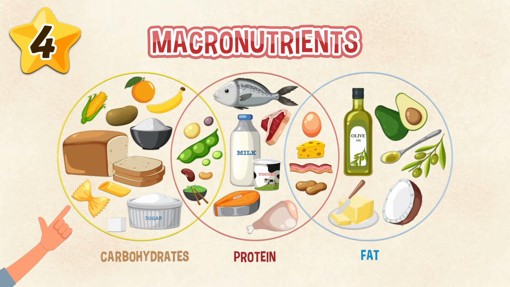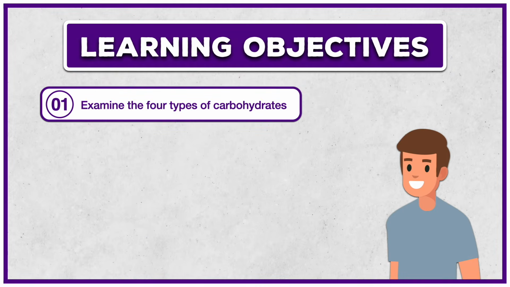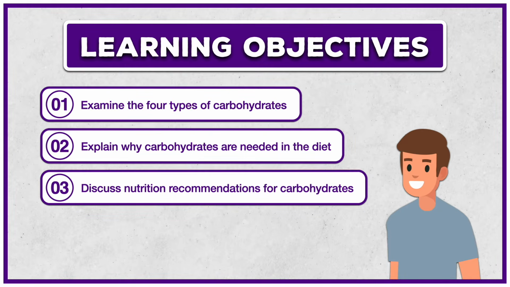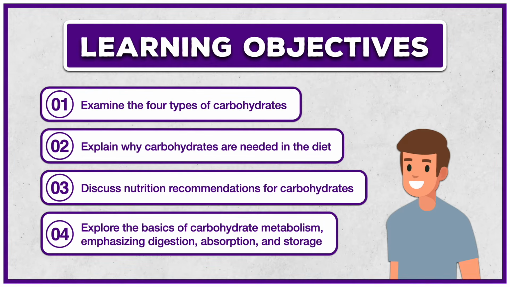This video covers Chapter 4, the carbohydrates, sugar, starch, glycogen, and fiber, which begins our journey into the 3 macronutrients. The learning objectives for this lesson are to examine the 4 types of carbohydrates, explain why carbohydrates are needed in the diet, discuss nutrition recommendations for carbohydrates, and explore the basics of carbohydrate metabolism, emphasizing digestion, absorption, and storage.